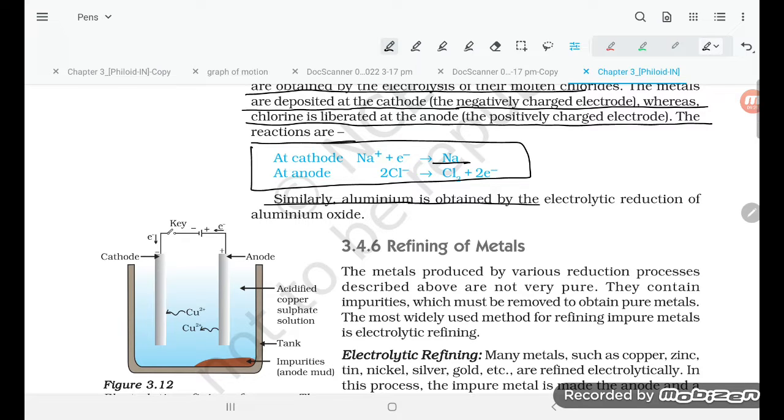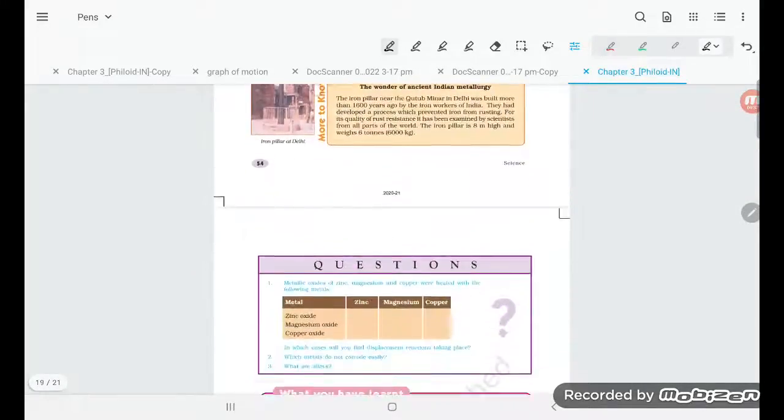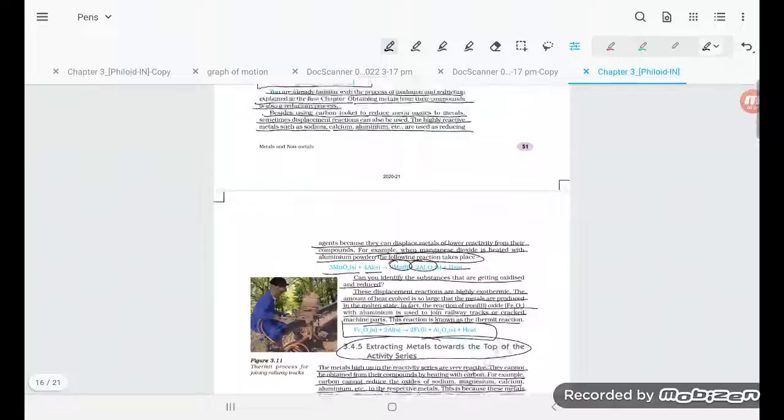Similarly, aluminum is obtained by electrolytic reduction of aluminum oxide. Now we are going to study the refining of metals in the next video. So this is all.